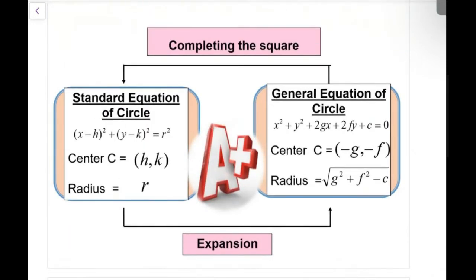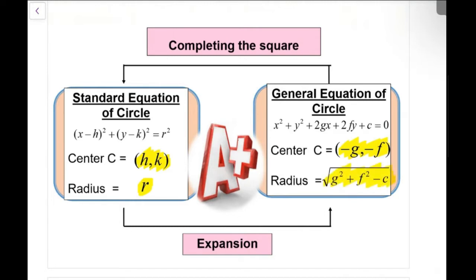So basically, we're going to have two different equation of circle, which are standard equation of a circle and general equation of a circle. For standard equation of circle, we will obtain the center based on the equation from h and k, and radius would be from r. And for general equation of a circle, the center would be negative g and negative f. And radius, we have to use a formula of square root of g squared plus f squared minus c.